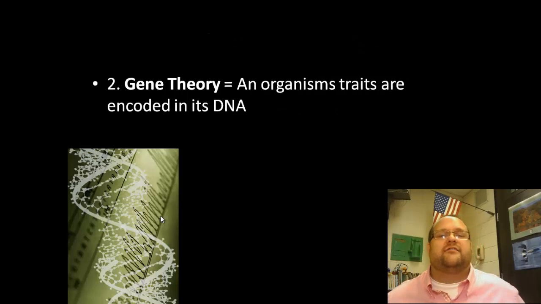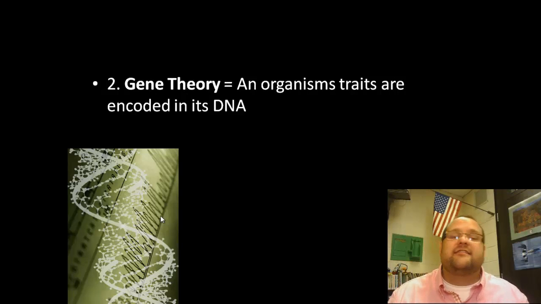The second one is gene theory. And gene theory is the idea that this DNA molecule, this incredibly complex, large molecule, contains the information for life. And it's that this DNA is passed from parent to offspring, and that's what encodes the genes for the next generation. So gene theory is really important.